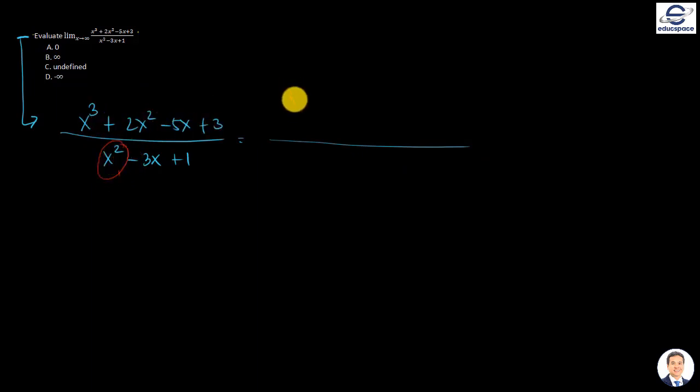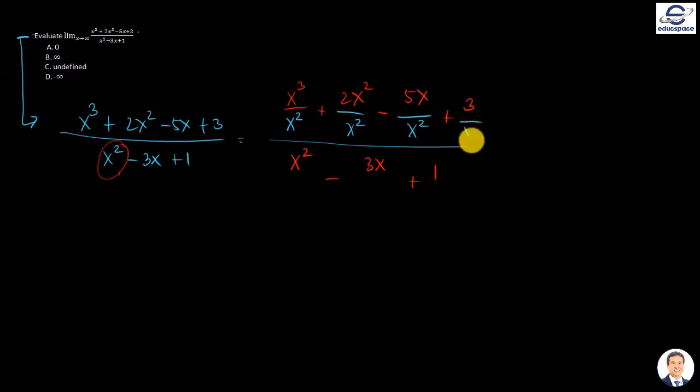So this means that we have x cubed over x squared, 2x squared minus 5x plus 3, each over x squared. Same as in the denominator, we have x squared minus 3x plus 1, each over x squared. So now, what is this? x squared over x squared over x squared over x squared. So we retain the meaning of the equation. So these are basically equivalent.